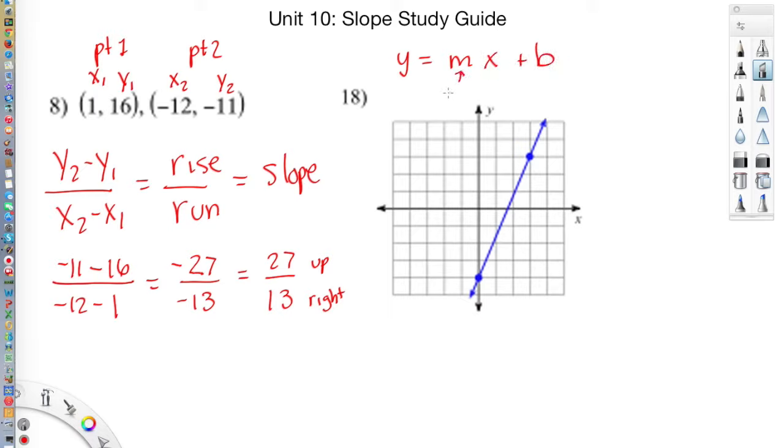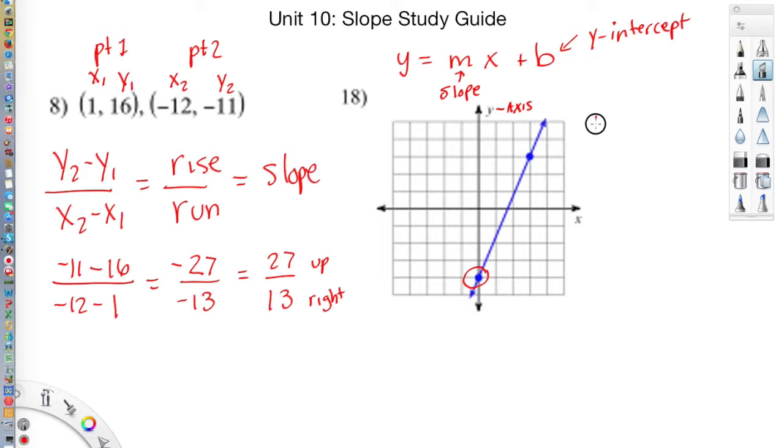Now, this m represents our slope. X and y are just our x and y coordinates, and then b would be our y-intercept. Now, what's a y-intercept? Y-intercept is where your line crosses over the y-axis. Okay, so we have the y-axis, which would be this point right here.